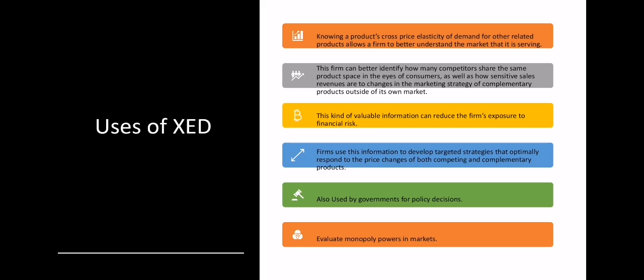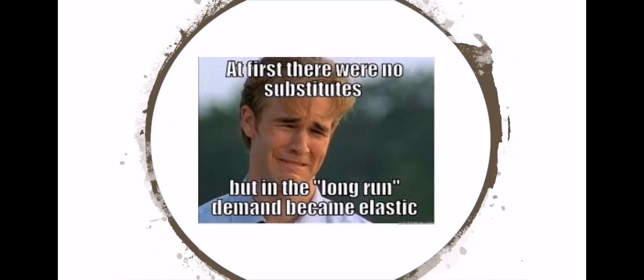It is also used by governments for policy decisions. Basically, if we impose a tax on this product, it will affect that product, and that's basically what that means. And then it evaluates monopoly powers in the market. If there are no substitutes for a certain good, if there's only one brand for a certain type of good, that means there's a monopoly in the market. So this is good for producers as well as for governments.